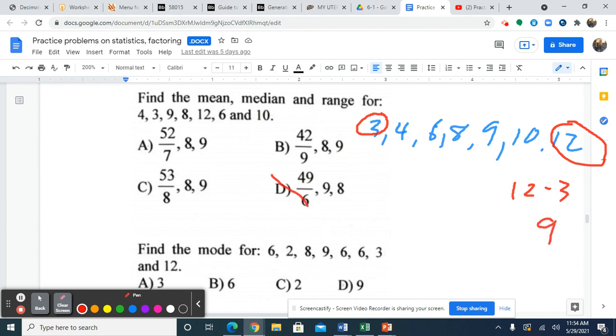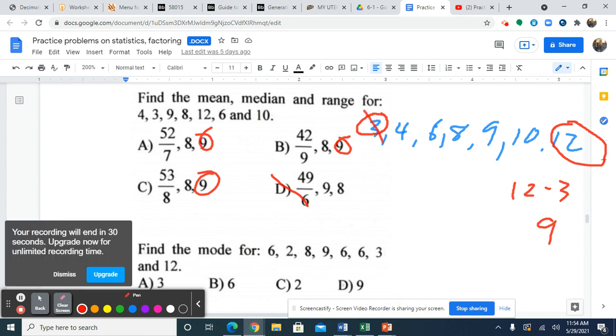So we can eliminate D. That's not it. 9 is the range on all the other ones. Now let's go ahead and go for the median. We cross out the first number, last number, second to last number, this next one and the next one, and we're left with the middle number, which is 8.